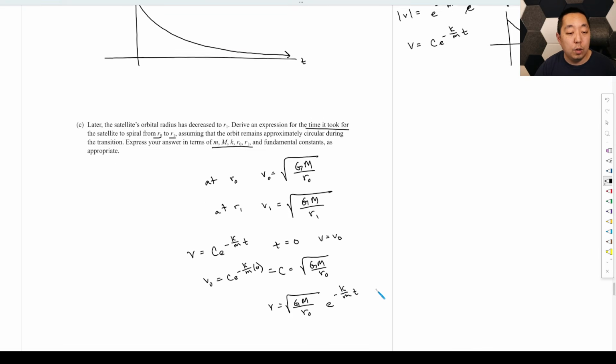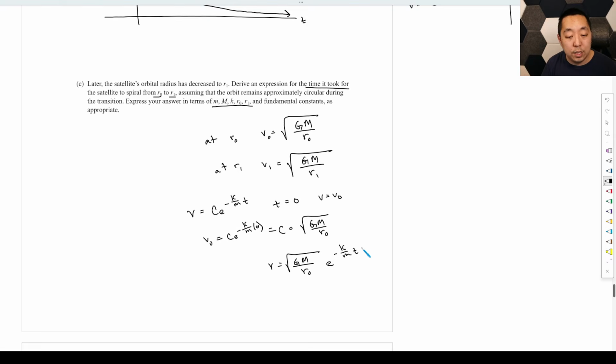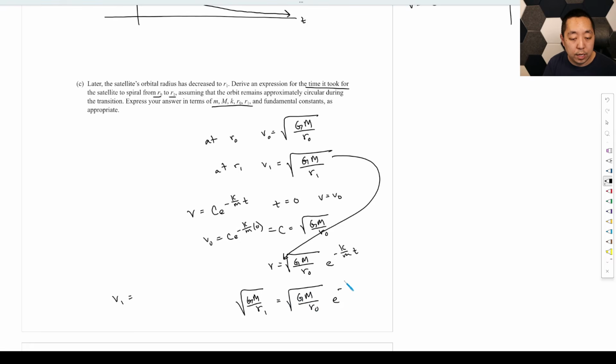And then we want to know what time does it get to v1? v1 would be the same equation. It's going to be this one here. So we want to solve for the time that it takes to get there. So square root of GM over R1 is the velocity there, equal to square root of GM over R0, e to the negative k over m t. Okay? And so that's going to be the time it takes, because this is the velocity v1, this is the velocity v0. We're then going to divide the two.